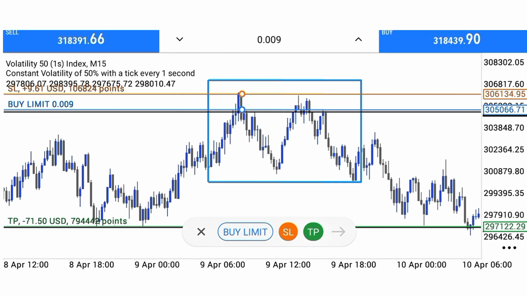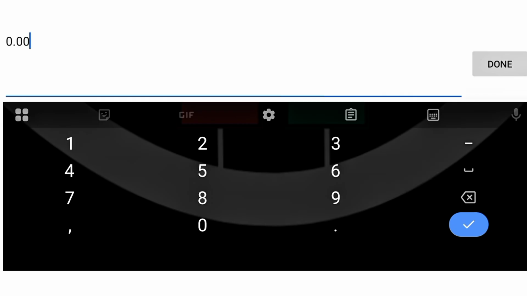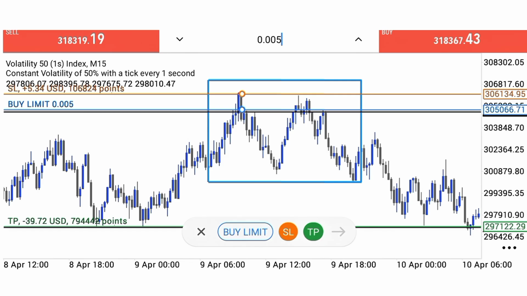That's crazy. Now, let's imagine that you traded with 0.05, which is the lowest lot size. Even with the lowest lot size, where the risk is 5.34 here, you'll be making $39.72. This looks like the kind of trade that we take on our VIP trading channel.